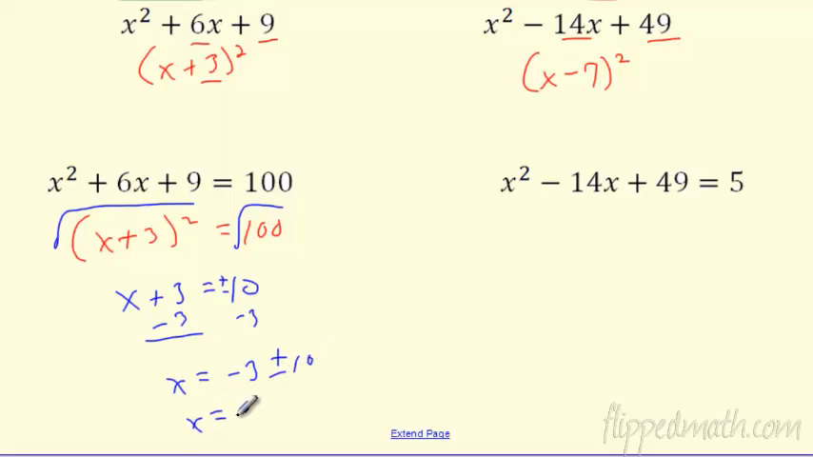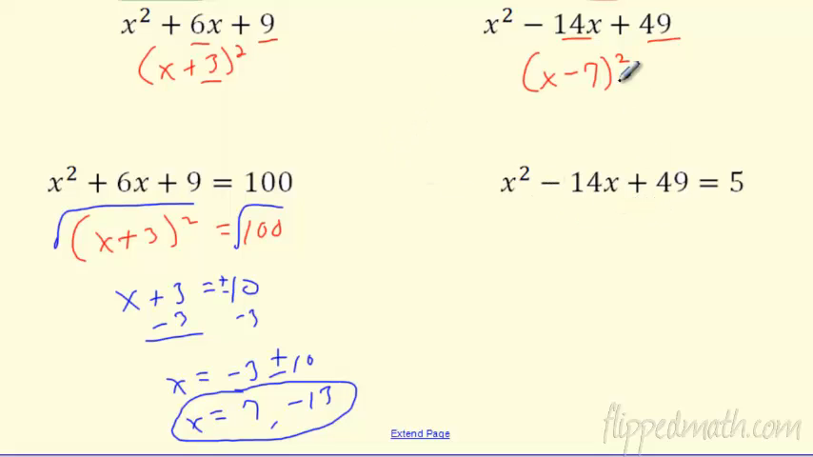So we're going to go ahead and simplify that out. If I have that negative 3 plus 10, I'm looking at 7. Negative 3 minus 10 is negative 13. So it's two solutions. These are the roots. This is where it's crossing the x-axis. That's the solution. I love it. All the same stuff there. A lot of different words for the same thing.